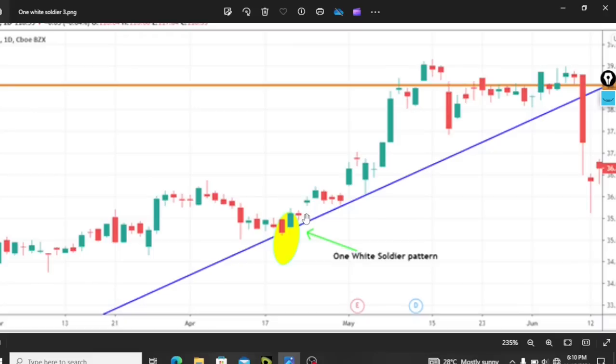So the one white soldier pattern shows that it's a bullish reversal, and we are about to see movement towards the upside. So at this point in time, you should be getting ready to place your trade. Anytime you begin to notice any movement above the one white soldier pattern, then you should be making your gain if you trade this pattern. So be confident, anytime the one white soldier pattern appears, trade it.